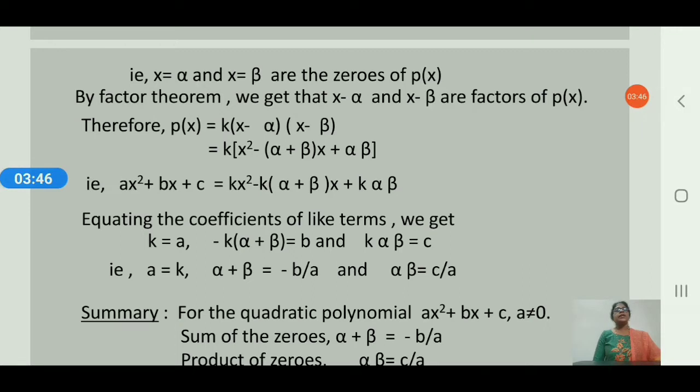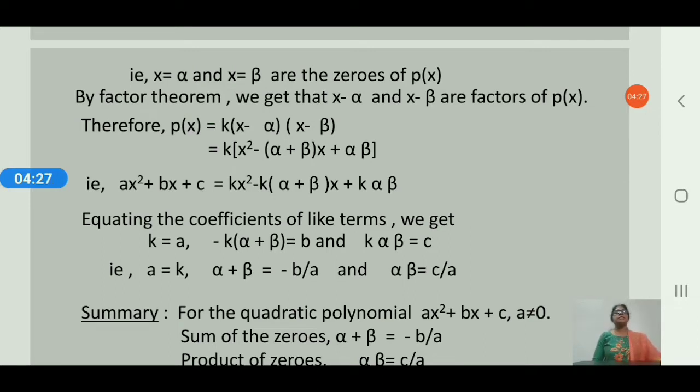Now what we are doing is we are equating the coefficients of like terms. Left side is ax square, right side is kx square. What is the coefficient of x square in the left side? It is a. Coefficient of x square in the right side is k, that is a is equal to k. Next we are taking the coefficient of x. What is the coefficient of x in the LHS? It is b. Then what is the coefficient of x in the RHS, right hand side? Negative k into alpha plus beta, that is b is equal to negative k into alpha plus beta.